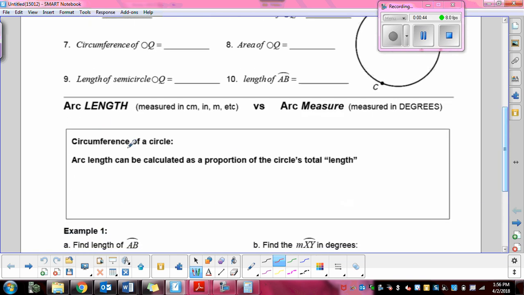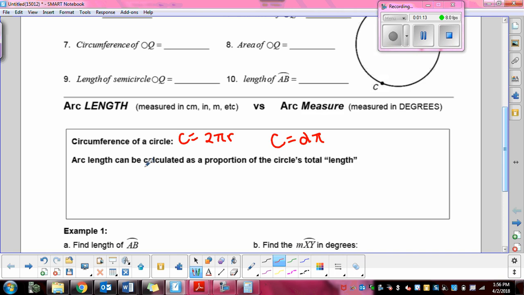So it says circumference of a circle. This is something that we need to remember from algebra. The circumference of a circle is 2 pi r, or we say, since 2 times r is a diameter, we can say the diameter times pi, or pi diameter.